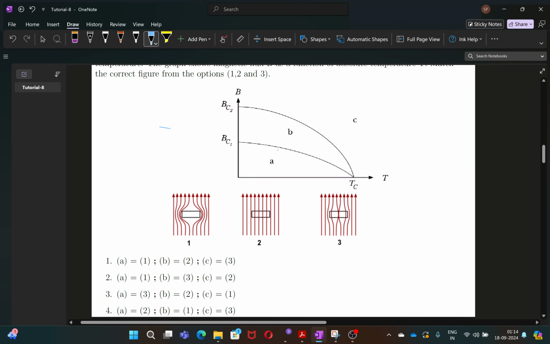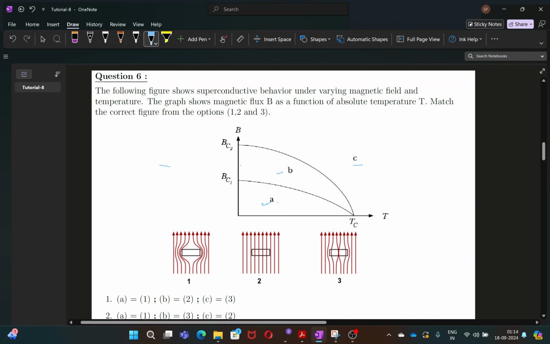So there are three regimes given, A, B and C. Your A regime is when your field is below the first critical field value BC1, then B regime is between BC1 and BC2, and C regime is beyond BC2. So you know that a superconductor is a perfect diamagnet if it is in a pure Meissner state. So this A state is basically when the field is lower than BC1. So it is in the Meissner state, where it repels any kind of magnetic flux from inside of it. So in A state the picture will be like this.